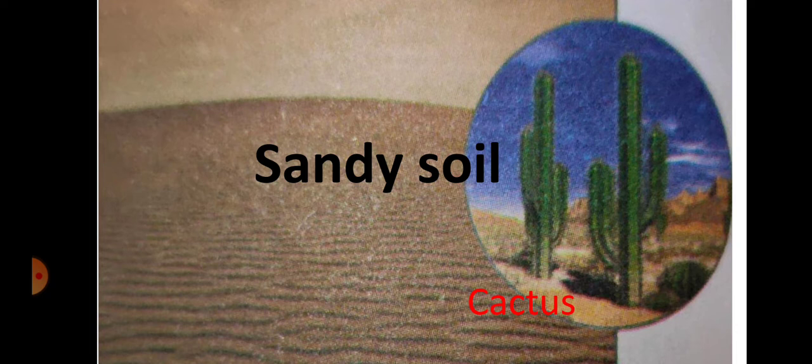Which plants, children? Yeah, the plants which need less water for growth, no? Only those plants will grow. Example, cactus. Cactus plant needs less water. Means desert plants will grow in the sandy soil.